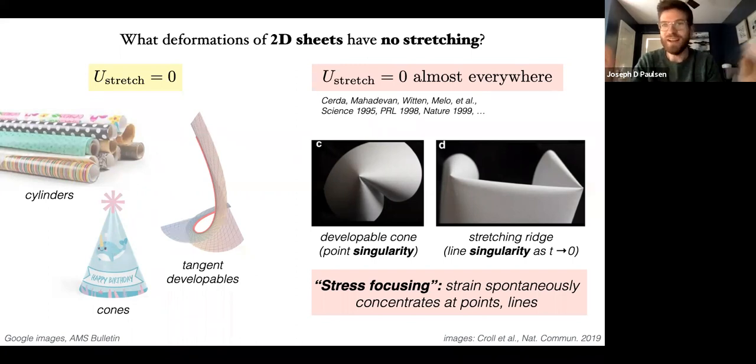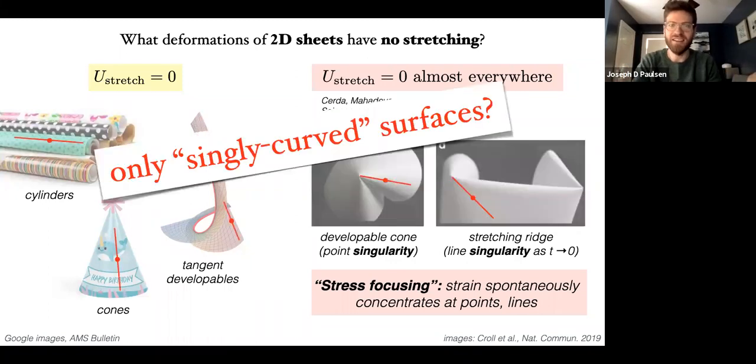All right, so then you might ask, are these now all the low energy states that you can get for an elastic sheet? One thing that you might notice about these surfaces is that they all have a direction along which the curvature is 0. That is, if you take some point on these surfaces and you're a little ant living on the surface, you can find some direction to look in along which the surface is identically a straight line. So these are all so-called singly curved surfaces.